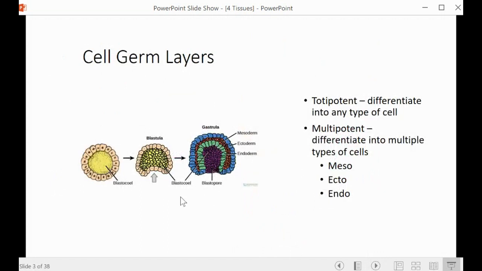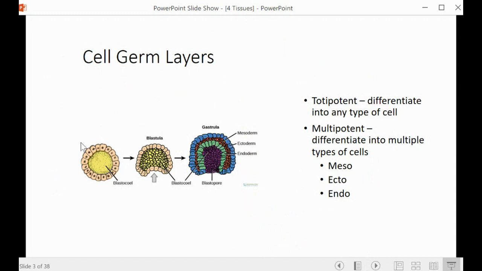So let's just review again. We have these cell germ layers. So remember that we had totipotent cells. Totipotent cells are able to differentiate into any type of cell. And then we have multipotent, and multipotent cells mean that they can differentiate into multiple types of cells. And so we're going to have our mesoderm, our ectoderm, and our endoderm.